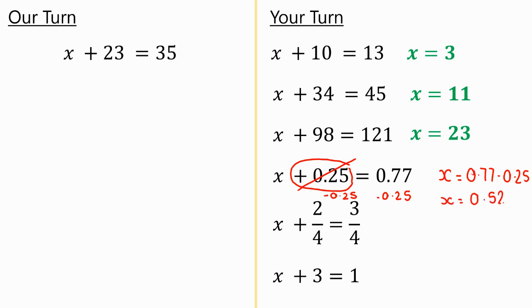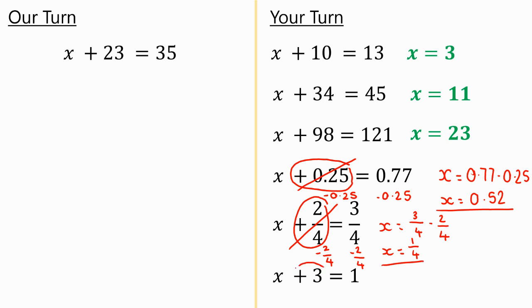And that is 0.52. Your next one, we want to circle the add 2 quarters. We need to cross that off, so we're going to have to take away 2 quarters from both sides. When we do that, we're left with just our x on the left, and on the right, we've got 3 quarters take away 2 quarters, so this time we need to know how to take away with fractions. We are left with 1 quarter.